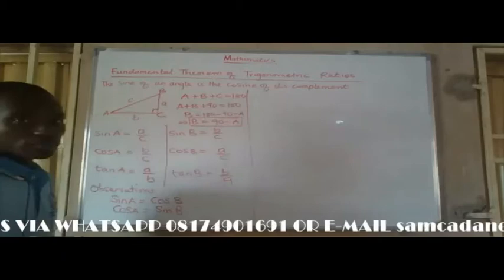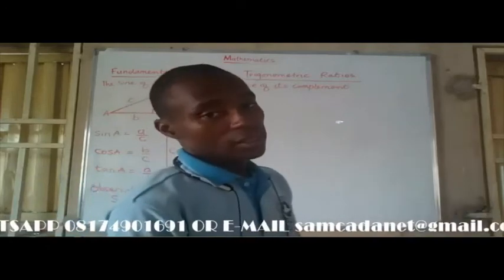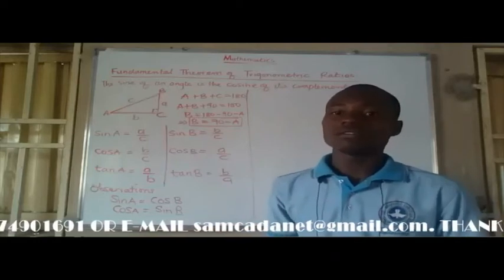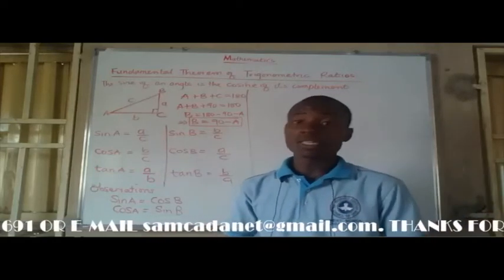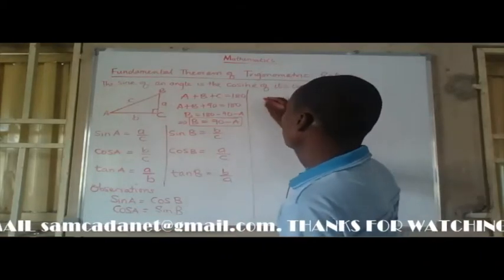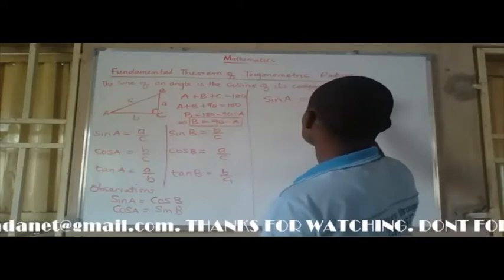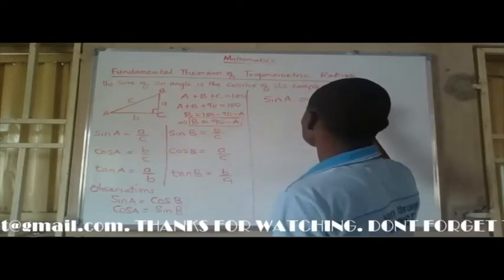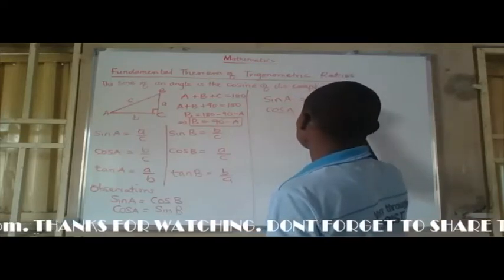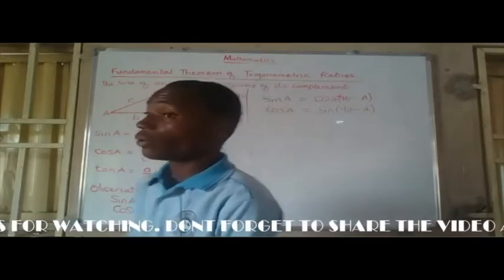That means the two remaining angles in a right angle triangle always add up to 90, and they are always complements of each other. We say two angles are complementary when they both add up to 90. If we were to go by that principle, it is evident that sine A must be equal to cos B, which is cos of 90 minus A, and then cos A must be equal to sine of 90 minus A. This is the fundamental theorem of trigonometric ratios.